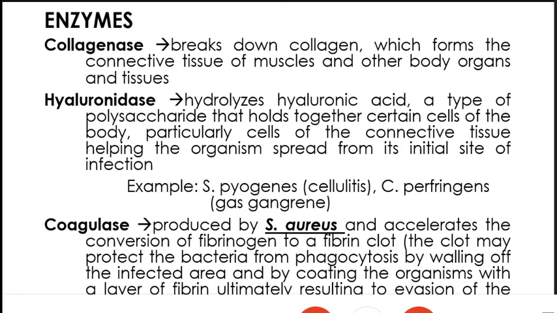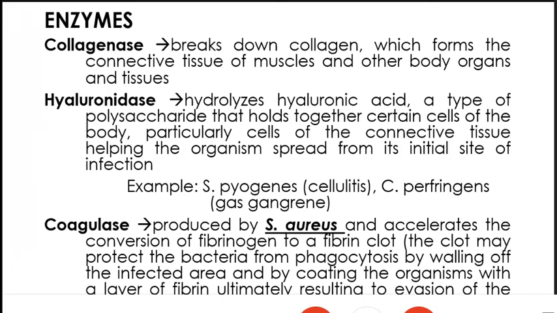Collagenase breaks down collagen, which forms the connective tissue of muscles and other body organs and tissues. Hyaluronidase hydrolyzes hyaluronic acid, a type of polysaccharide that holds together certain cells of the body, particularly cells of the connective tissue, helping the organism spread from its initial site of infection. Examples are S. pyogenes, S. perfringens. Coagulase, produced by S. aureus, accelerates the conversion of fibrinogen to a fibrin clot. The clot may protect the bacteria from phagocytosis by walling off the infected area and by coating the organisms with a layer of fibrin, ultimately resulting in the evasion of bacteria from other defenses of the host.